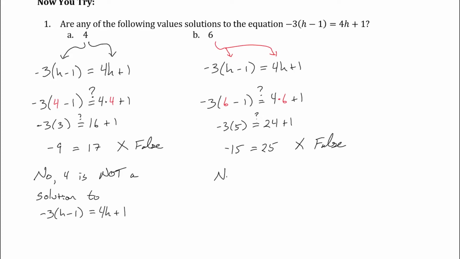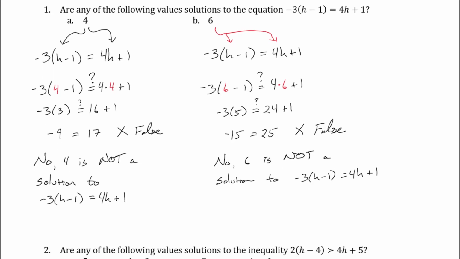And so we conclude that the number we plugged in, 6, is not a solution to -3 times h minus 1 equals 4h plus 1. So in this case, we didn't give you any numbers that are solutions to this particular equation, and so we'll just conclude that. We're not looking for what the solutions are, we're just saying, are these solutions? To just really highlight that definition of what a solution is for an equation.